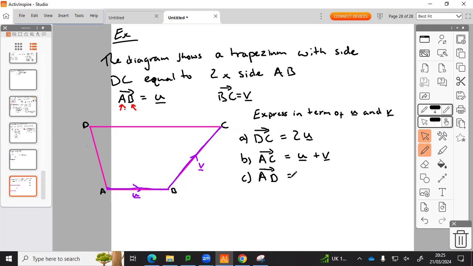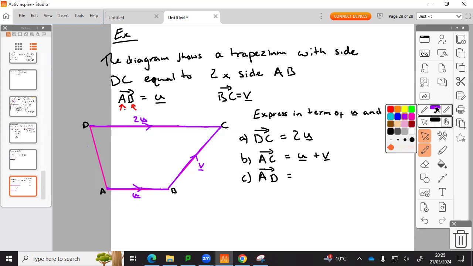Pathway to represent AD. Okay, well, AB is represented by U, BC is represented by V, DC is represented by 2U. Okay, and the direction is D to C. So that follows the same route as U, but it's twice the length. So we need to describe AD in terms of U and V, using the directions we're also presented with.